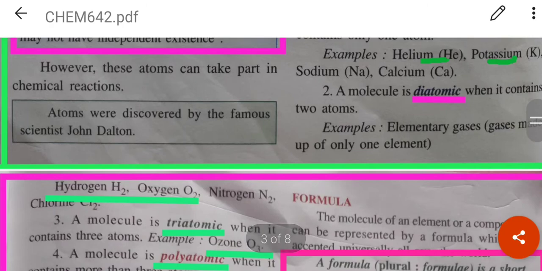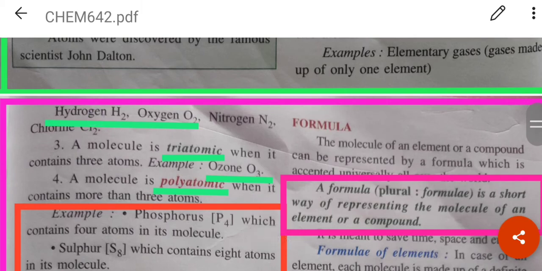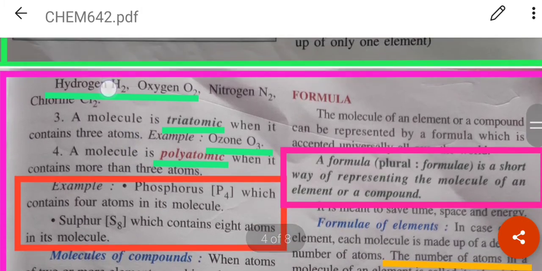A molecule is diatomic when it contains two atoms. For example, hydrogen. Okay, you can see here, hydrogen is made up of two atoms of hydrogen. Oxygen is made up of two atoms of oxygen. Now, a molecule is triatomic when it is made up of three atoms. Okay, example, ozone. Okay, do you know anything regarding the ozone layer? It is the layer in the atmosphere which protects us from the harmful UV radiations from the sun. And its formula is O3. It is made up of three atoms of oxygen.